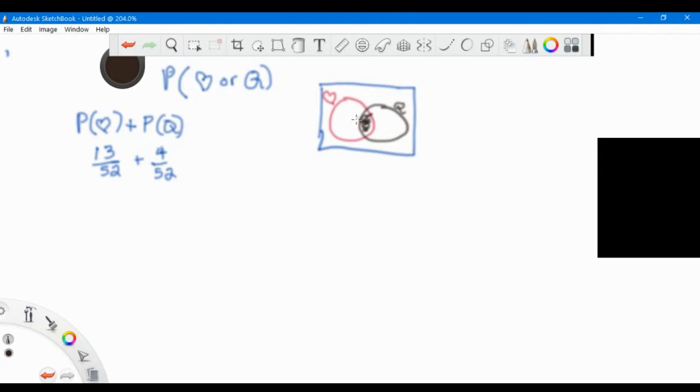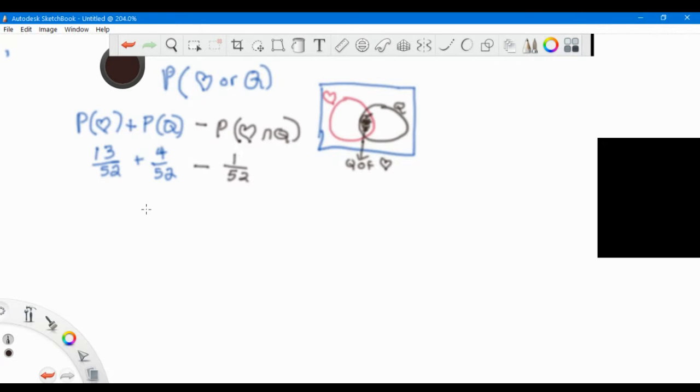But the queen of hearts, oh dear. So anyway, let's just make a mark. And maybe I'll do it like this. Queen of hearts is in there. So what happens then? Well, actually, when we have an overlap, we're going to subtract out that overlap. Is there a card that is a heart and a queen, which we've written right here? That would be the queen of hearts. There's only one card out of the 52 that is both a heart and a queen, the queen of hearts.